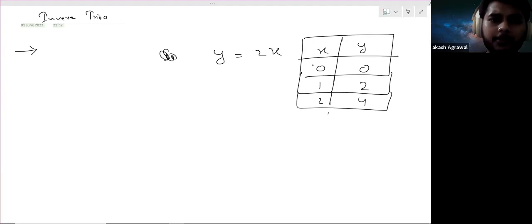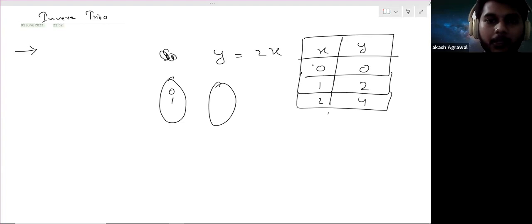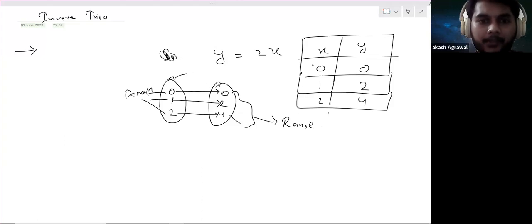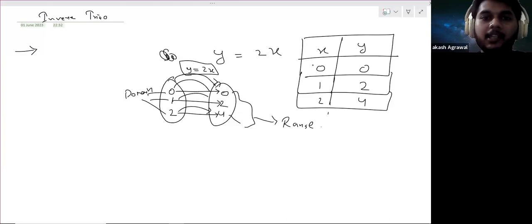What this means is we are arranging two things, right? This is called the domain, and the values they brought out are called the range. If a function is a path, this y equals 2x is the path you are following to go from 0 to 0, 1 to 2, 2 to 4. This inverse function is the reverse path.